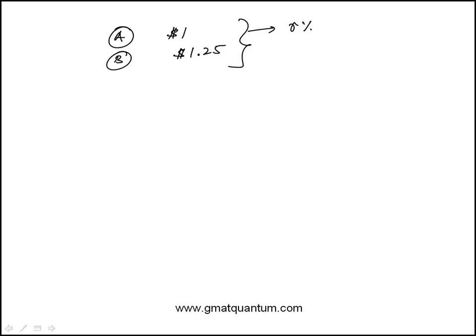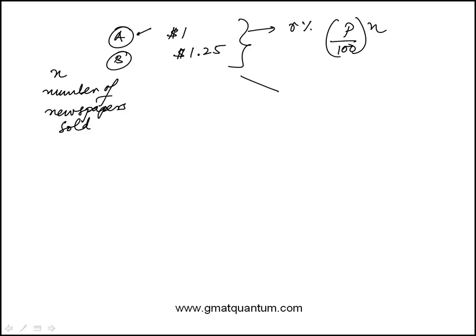So if the total number of newspapers sold, let's say that's N, then we're told that P% were copies of A. So that means the actual number would be P% (P over 100) times N, which means for B would be N times 1 minus P over 100. So I'm skipping a step here. Essentially it would be N minus that. If you factor in N, you would get this expression.